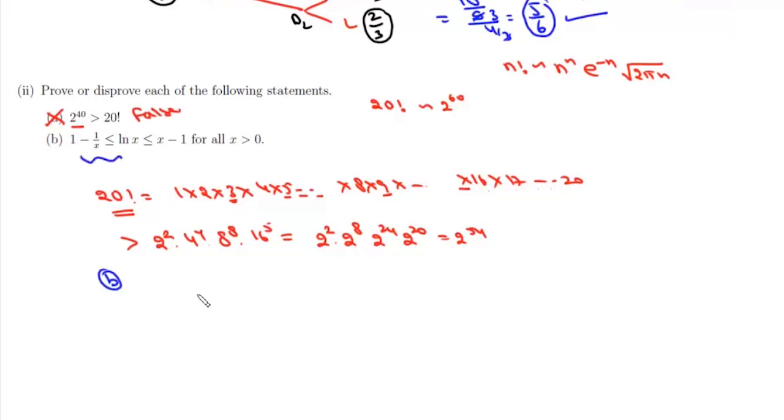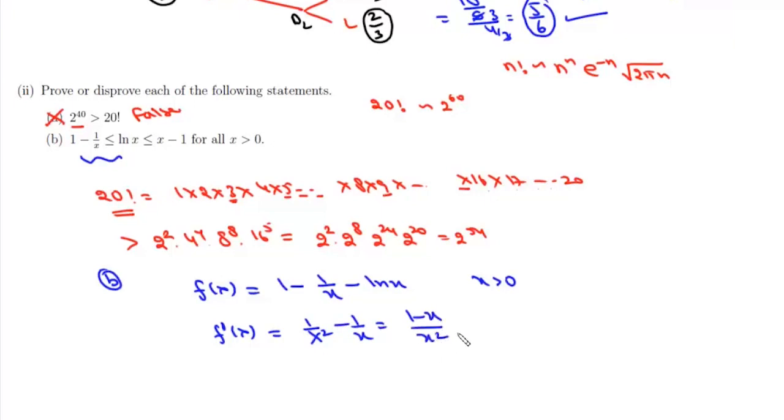So for this first part, we'll assume a function f(x), which is 1 minus 1 by x minus log x for all x greater than 0. Now we find f dash x will be 1 upon x square minus 1 by x, which is 1 minus x upon x square. Now its critical point is at 1. This is minus and this is plus. So 1 is a point of local maxima. And if 1 is a point of local maxima, then f(1) will be greater than or equal to f(x) for all x greater than 0.